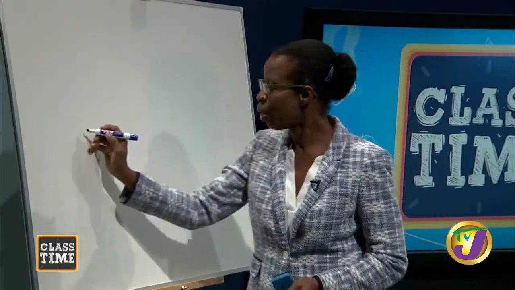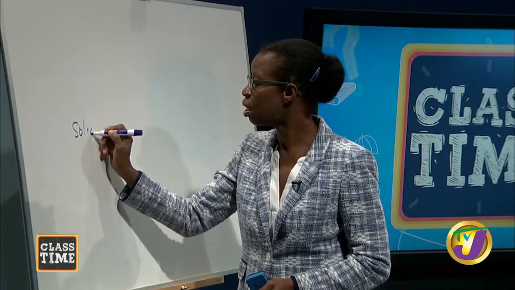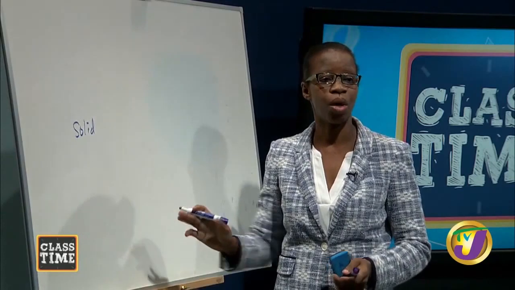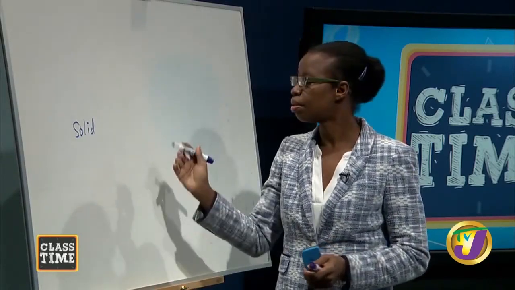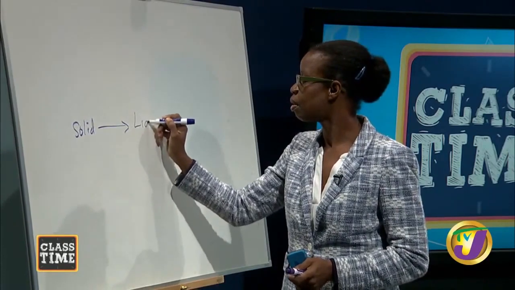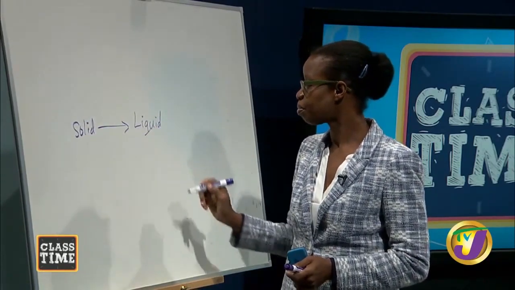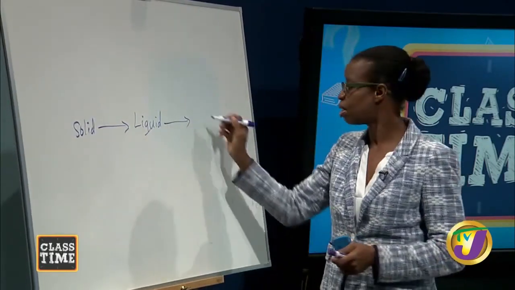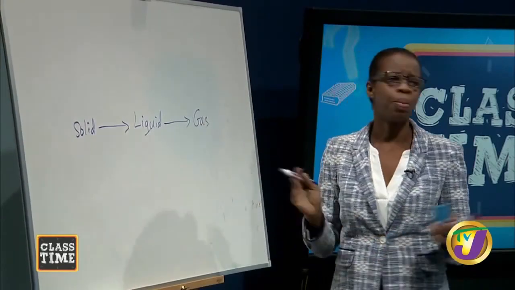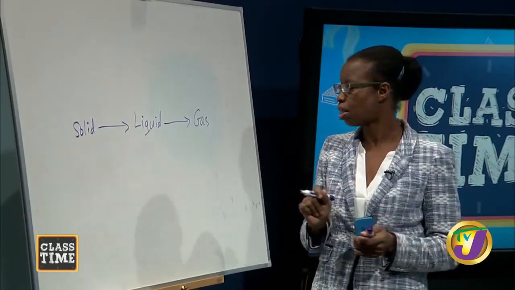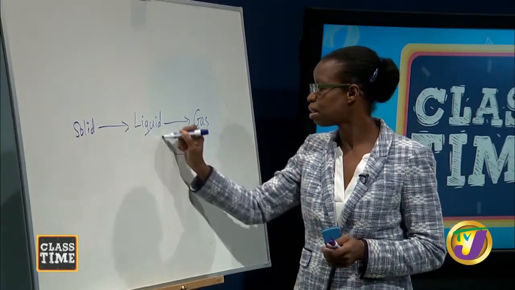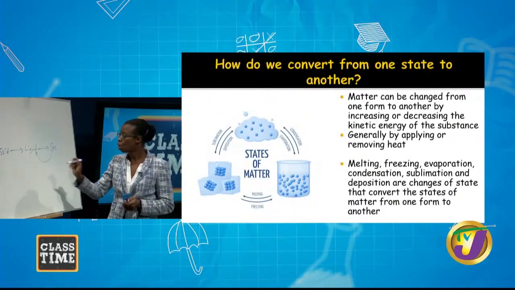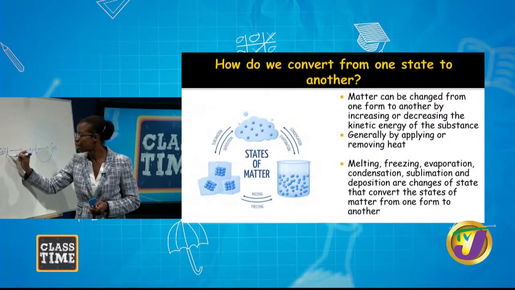So, we have our solid. How do I convert my solid to a liquid? What is that process called? And if I have a liquid, how do I convert that liquid to a gas? What is that process called? And suppose I wanted to go in the other direction. How could I get from a gas to a liquid? What would I need to do? How can I get from a liquid to a solid?